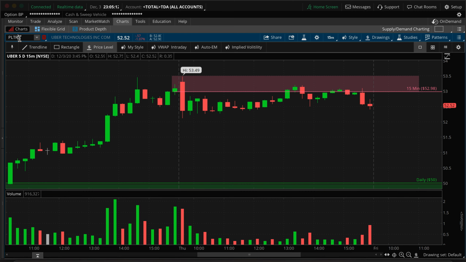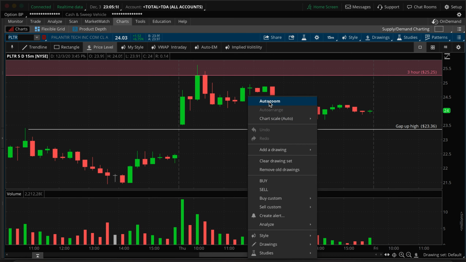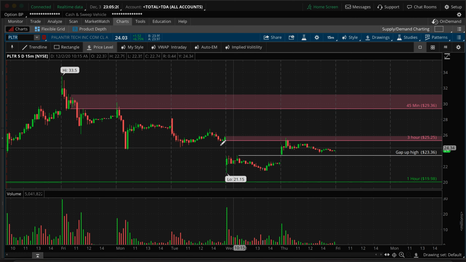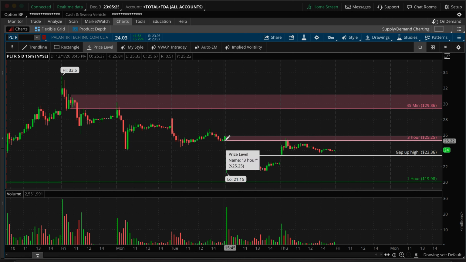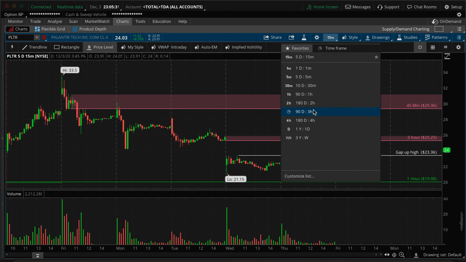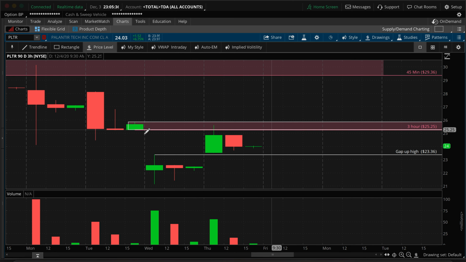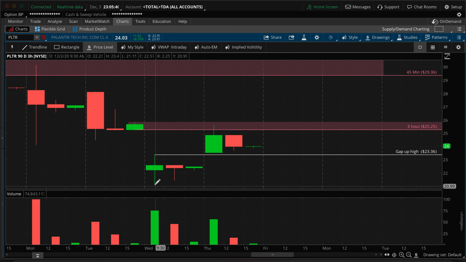So an example in Palantir, we formed a 3-hour supply right here at this drop that we had on the end of the day from Wednesday to the drop on Tuesday. So if we go to the 3-hour, you can see this zone. So right here off this green basing candle, and then we dropped at the open the next day.